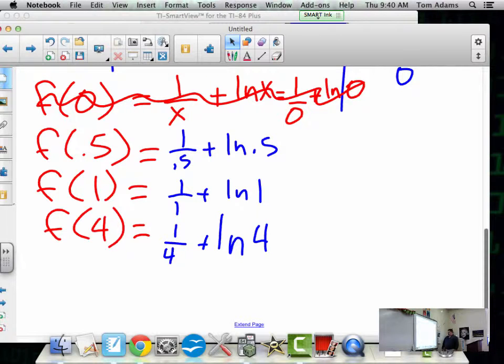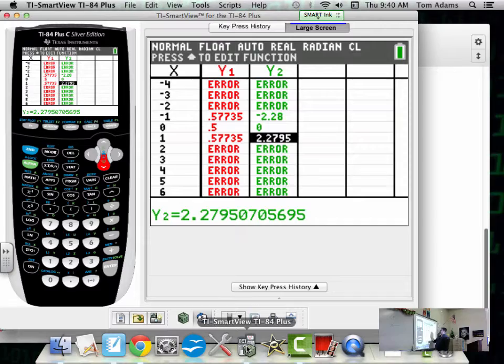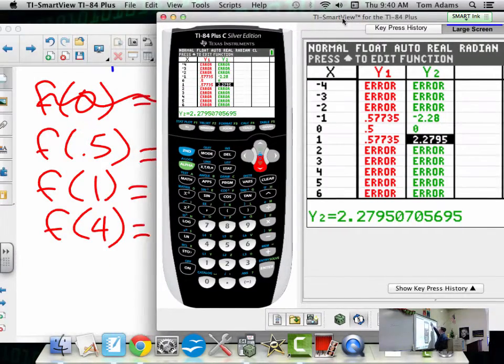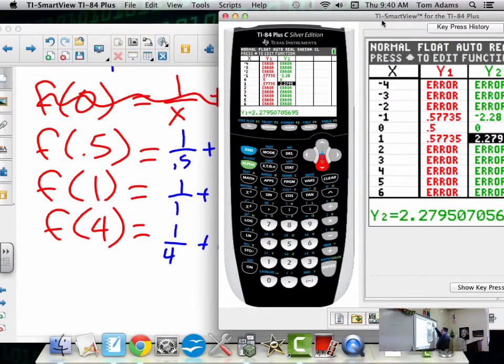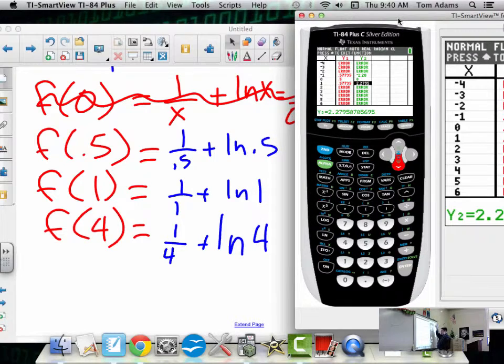All right, you guys ready? How are we doing so far? All right, so I'm going to slide this over until I enter it in the calculator, and then I'll slide it back so you guys can see the numbers.